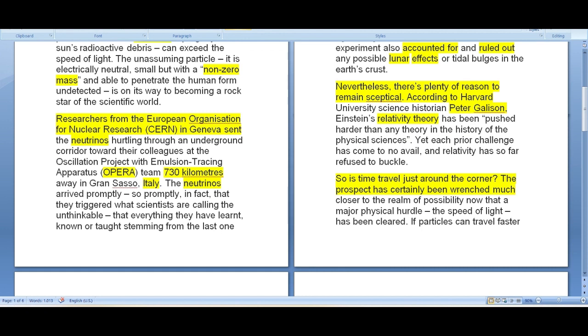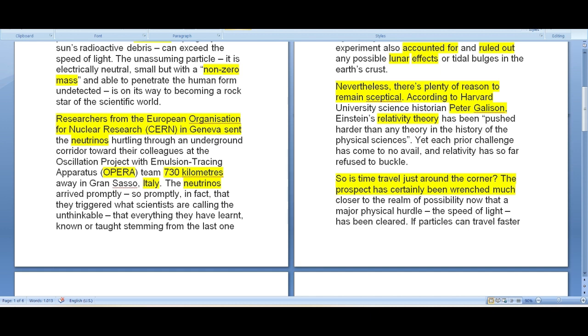So we're moving on straight to the next paragraph. Again, I repeat, not given tasks follow the order of the text. That's something helpful for you. So, is time travel just around the corner? Oh, first two lines, the answer to our statement.